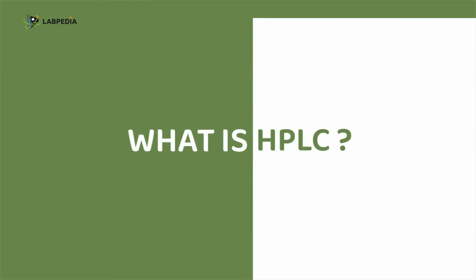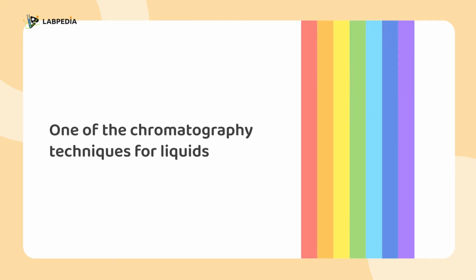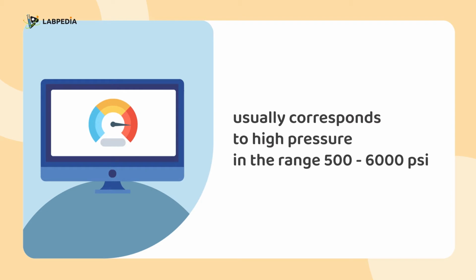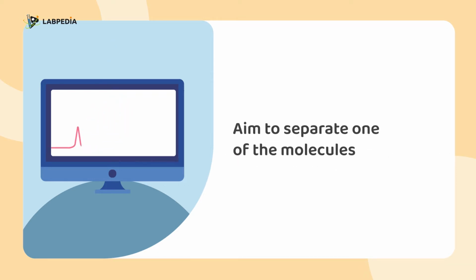What is HPLC? One of the chromatography techniques for liquids. It usually operates at high pressure, in a range of 500 to 6000 psi. It aims to separate one of the molecules.